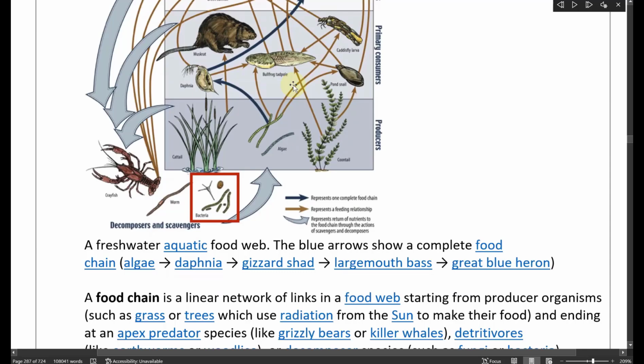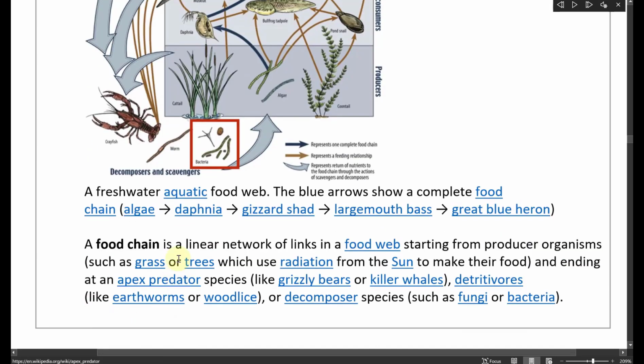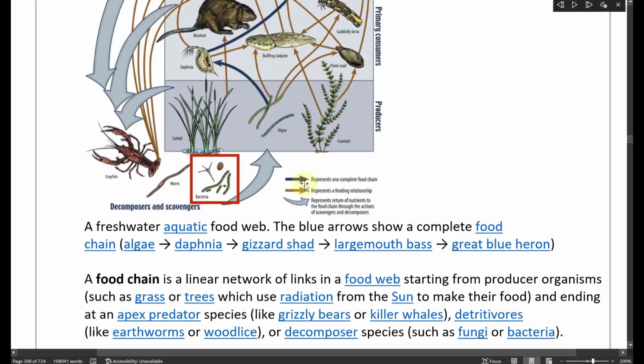Yeah, so let's just take a look at this food web. Here's a freshwater aquatic food web. The blue arrows show a complete food chain. This goes from, in this case, algae to the Daphnia. See this? Daphnia, and this one here is gizzard shad, and then largemouth bass, and then great blue heron.